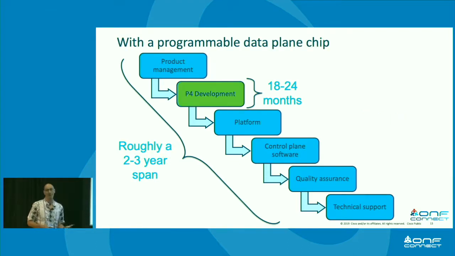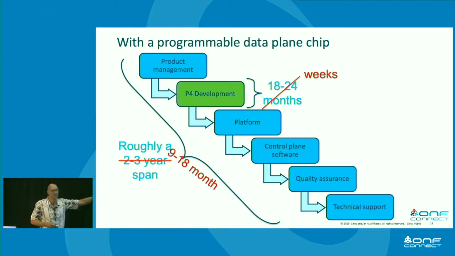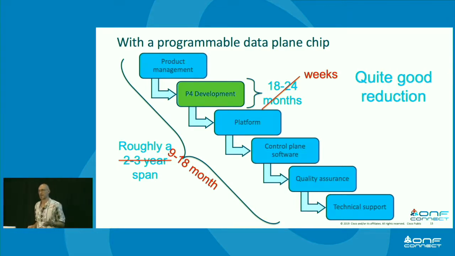So what happens when we have a programmable ASIC? When we have a programmable ASIC, the stage that was devoted to the design and fabrication of the ASIC is substituted by a P4 development phase, which takes the time down from 1.5 to 2 years to weeks. Maybe weeks is a little bit optimistic, but if you already have a good code base and you just need to implement new features or fix bugs, it's not going to be a very long time. And this is going to take the whole process down to maybe 1.5 years, maybe a little bit less than a year, which is a quite good reduction.